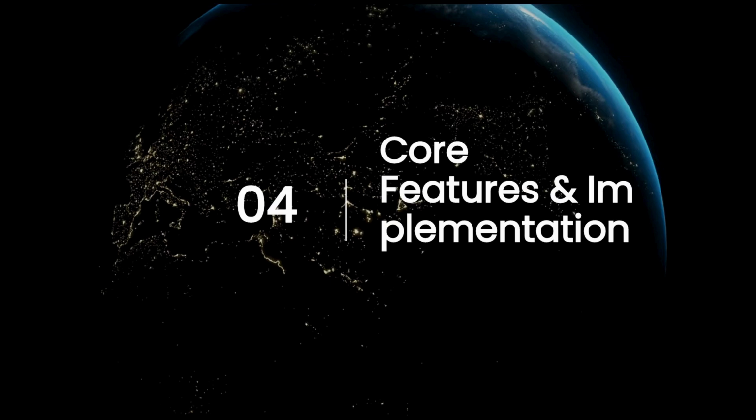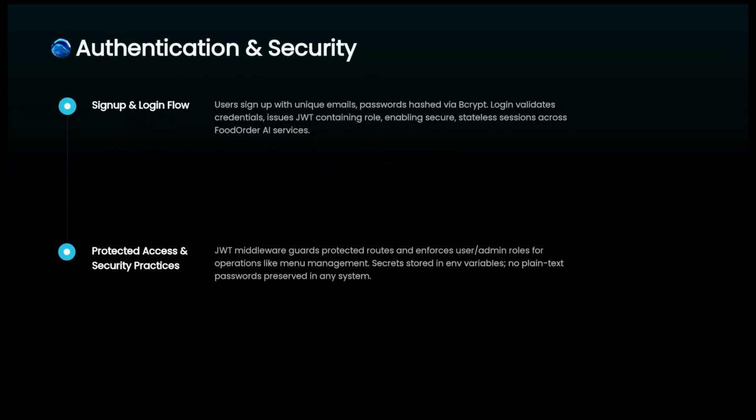So after that, the next portion: core features and implementation. Authentication is implemented using JWT. Passwords are securely encrypted using Bcrypt. Protected routes ensure only authorized users can access sensitive features. Role-based access control separates user and administrator privileges.